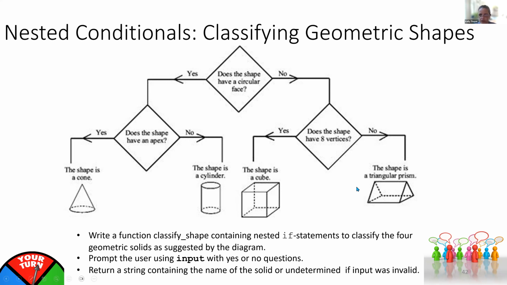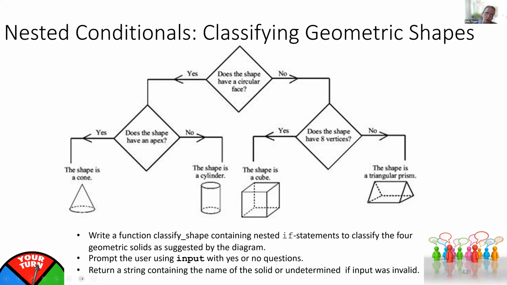See that this little flowchart nicely illustrates binary decision making, but it also lends itself quite well to the idea of writing some code, and that's what we're gonna take a look at. Write a function, classify shape, containing nested if statements to classify the 4 geometric solids suggested by the diagram. These 4 down here we've just gone through. You could prompt the user with input with yes or no questions and return a string containing the name of the solid or undetermined if input was invalid.